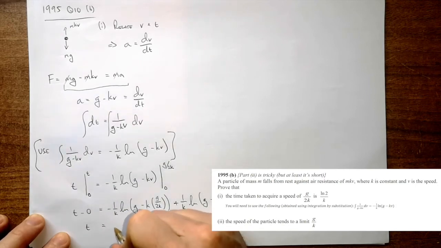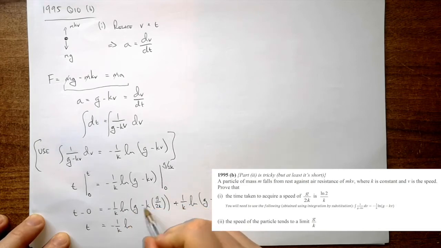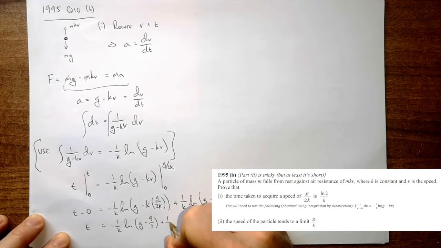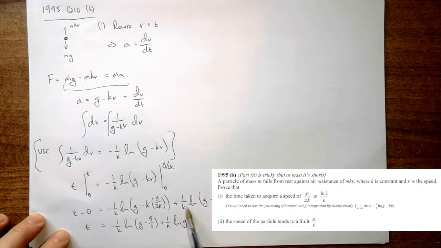And we have minus 1 over k, natural log of, now these guys, we can cancel those two there. So it's going to be g minus g over 2 plus 1 over k, natural log of g. Okay, this is getting a bit better. You can see there's a little bit of tidying we can do on our next step.